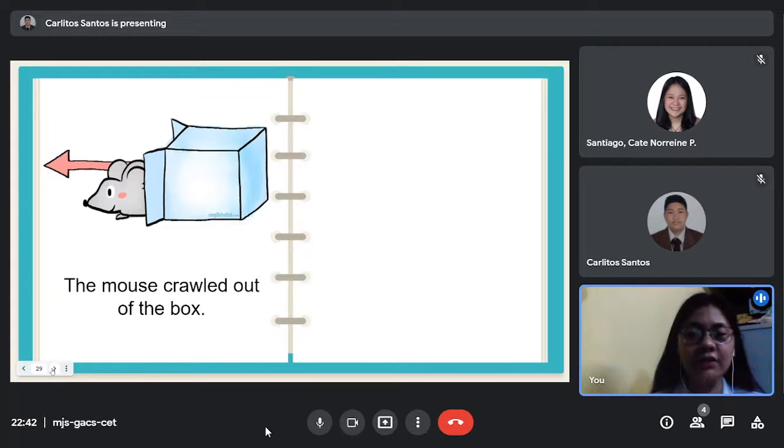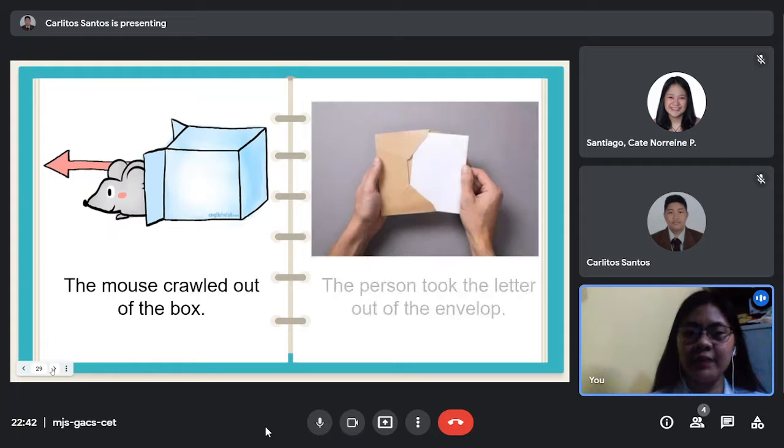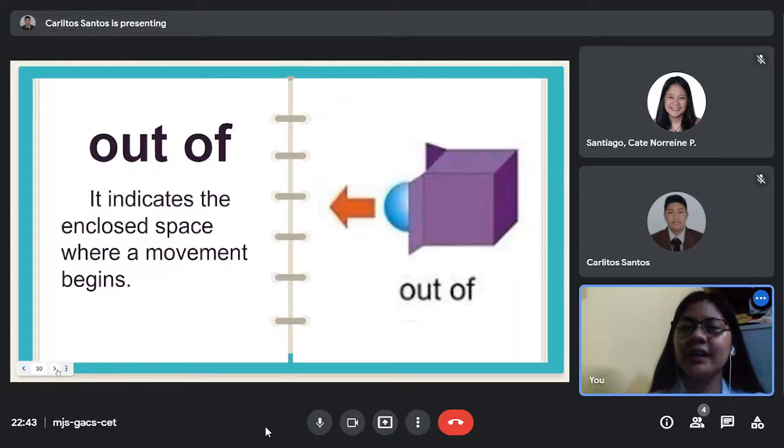The mouse crawled out of the box. Then the second picture, the person took the letter out of the envelope. Class, what do you think is the common word for this preposition of movement? Okay, someone answered out of. Let's see. What is the meaning of out of and how do we use it? Out of indicates the enclosed space where a movement begins. Again, the meaning of out of is it indicates the enclosed space where a movement begins.